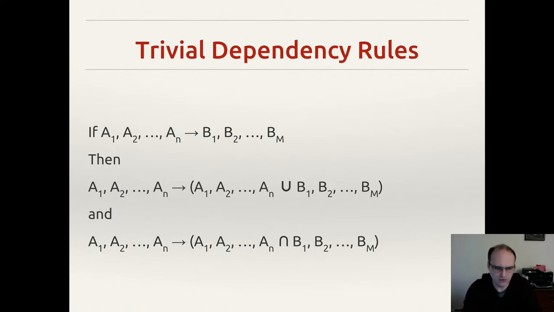So this one's very straightforward, so I'm just going to look at it quickly. Again, we're showing sets here, and I'm going to give a real example in the next slide. Basically what we're saying here is that if a set of attributes B is functionally dependent on a set of attributes A, then it logically follows that the set of attributes A unioned with B is also functionally dependent on A.